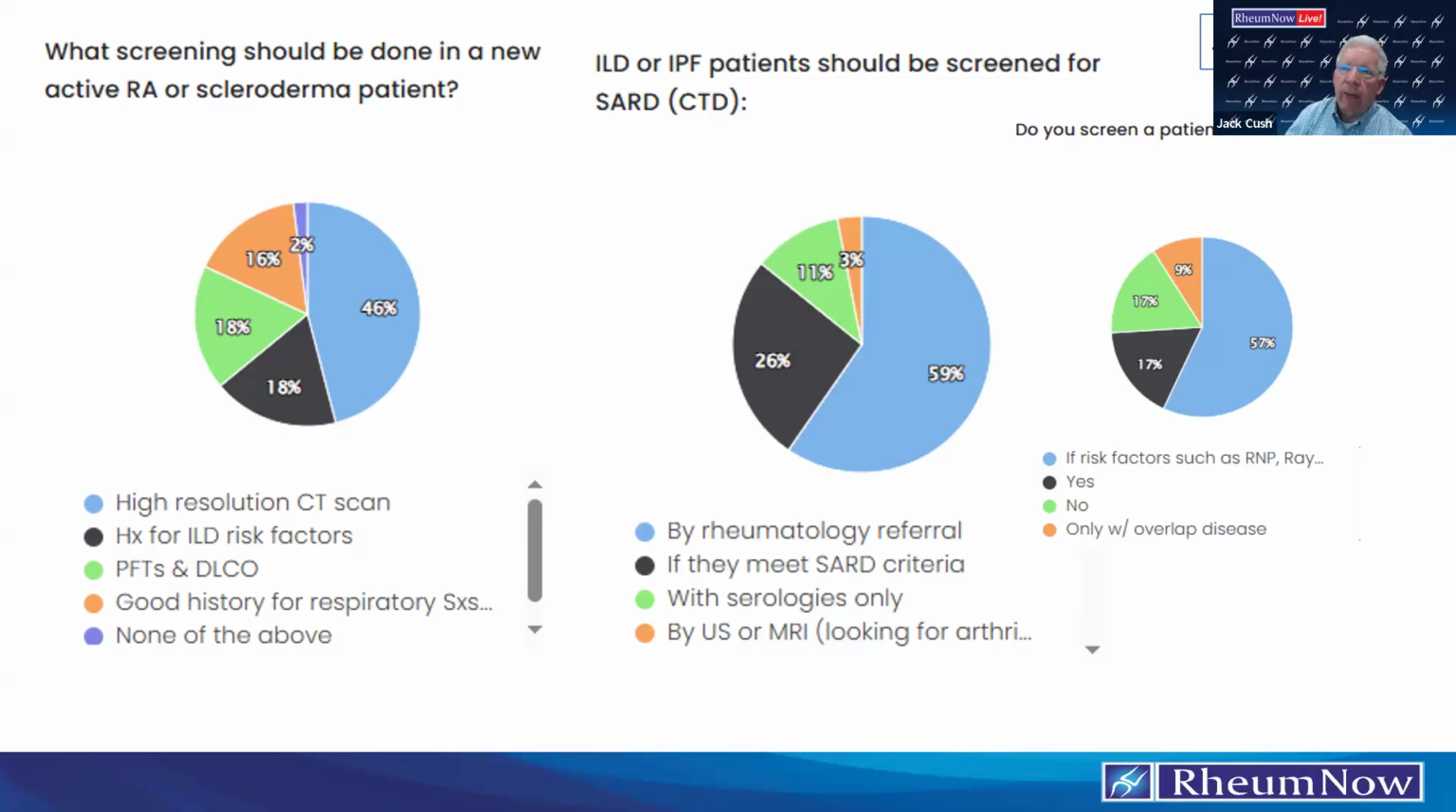Okay. Let's move on to the next question. ILD and IPF patients should be screened for a SARD. This sounds like a question in the pulmonary clinic quite commonly, but rheumatologists are answering it, and 60% said, yeah, screen them by sending them to a rheumatologist. I would say, rather than send them, give me a call, and we can figure it out over the phone about what should be done next or whether I should be seeing them. 25% say if they meet SARD criteria, lupus or RA. 11% said with serologies only.